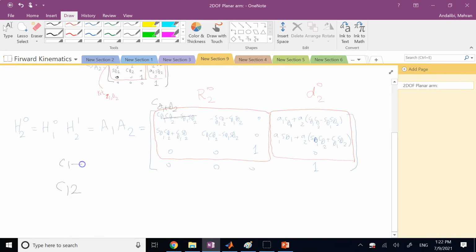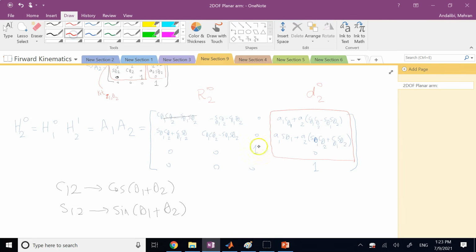By the way, we might show it with the notation C12. Remember, C1 we said is cosine of theta 1, if we want to use simple notation, and S1 is sine of theta 1, for example. Here, C12 means cosine of theta 1 plus theta 2, and S12 is sine of theta 1 plus theta 2. So here I'm trying to show you some notation, okay? So instead of that, this is C12, this is negative sine of 1 plus 2, this is sine of 1 plus 2, and this is cosine of 1 plus 2.